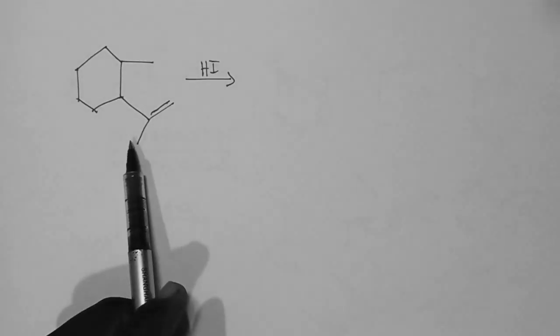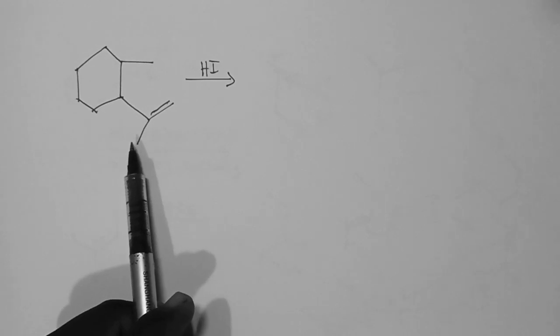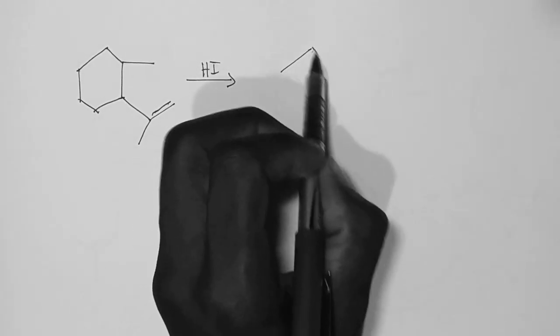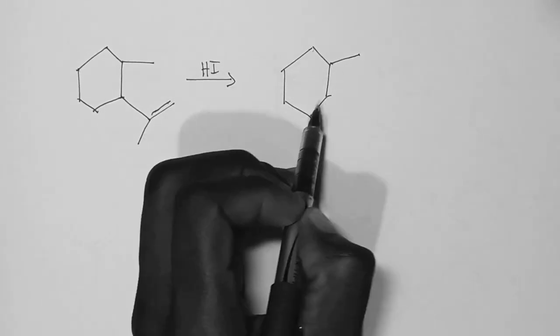So let's consider this reaction. What will be the product formed when we add hydrogen iodide? We are going to form the Markovnikov's product, which looks like this.